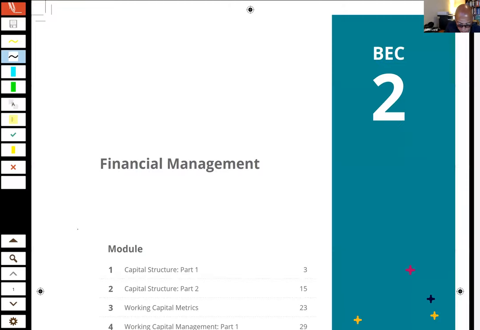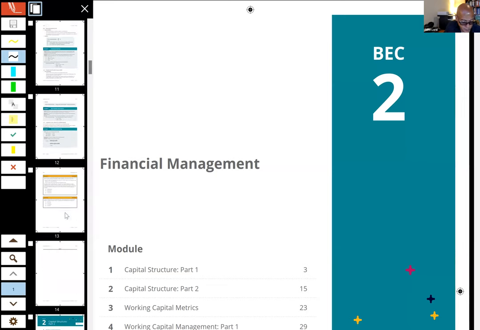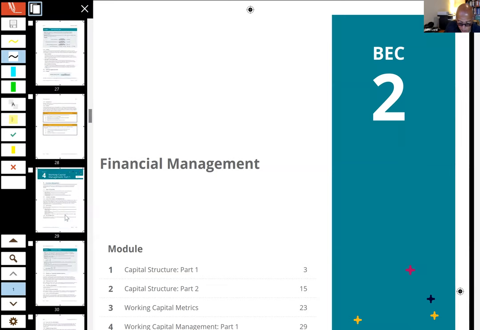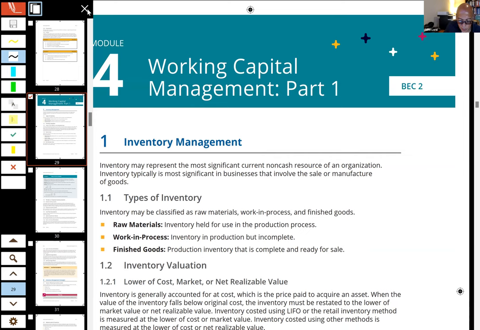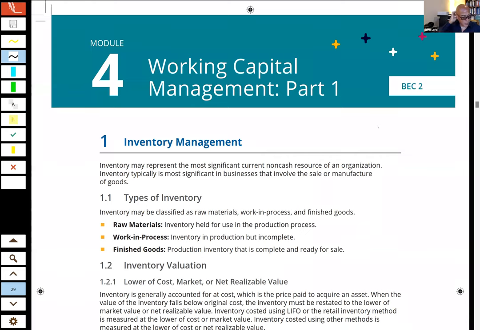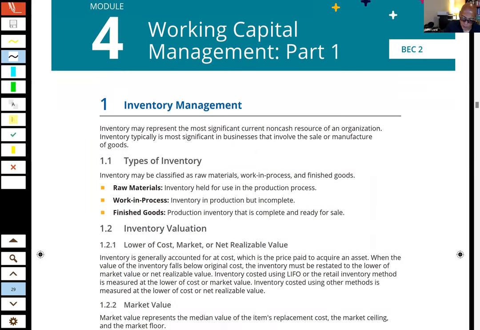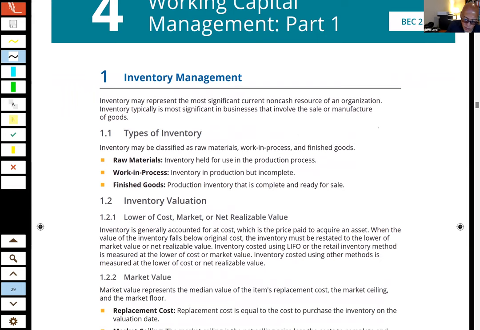I'm going to go to chapter two. Should be page 29 of the PDF. Got it. Okay. And let's talk about inventory management. And let's talk about the lower of cost or market or net realizable value.